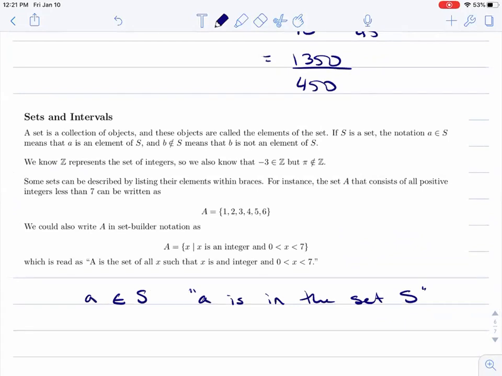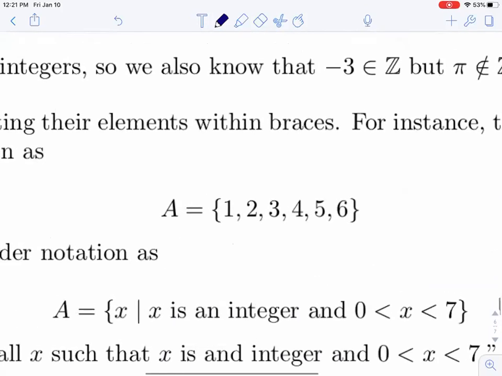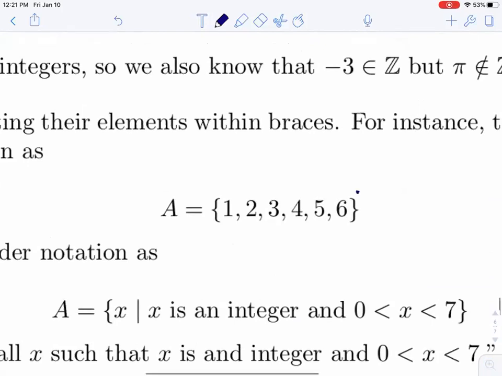Often if we're talking about smaller sets, then we use this curly bracket notation, and we just list all the elements inside those curly brackets. Here, this is called set notation.